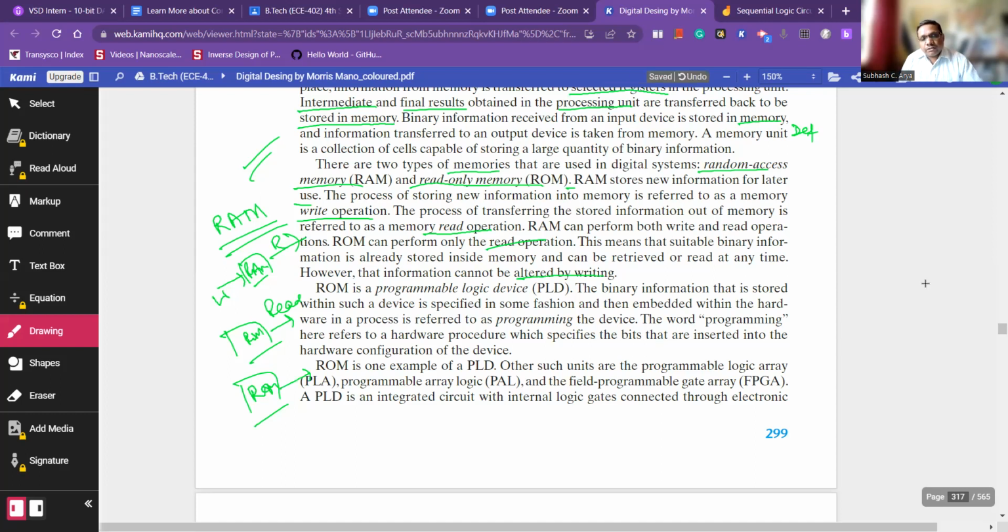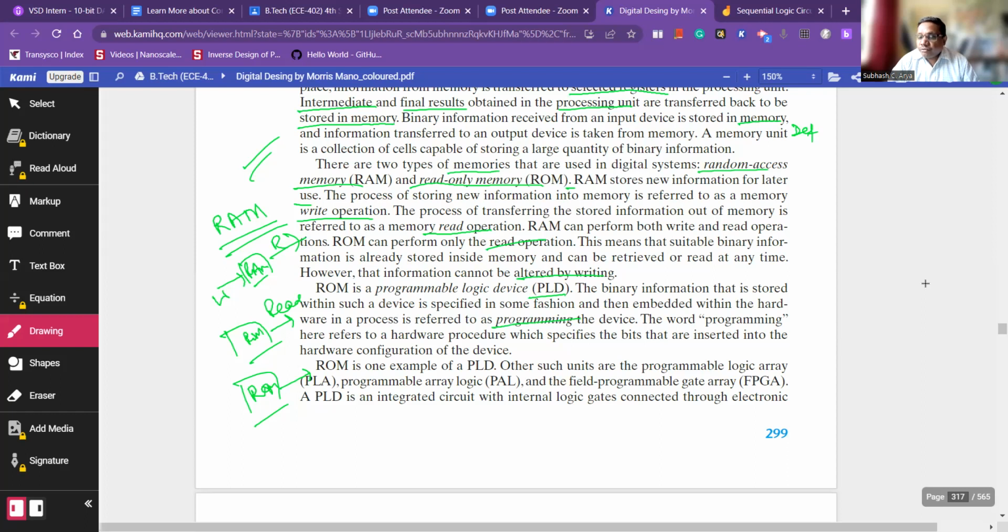ROM is a programmable logic device, as we have seen in previous classes. The binary information that is stored within such a device is specified in some fashion and then embedded within the hardware in a process referred to as programming the device. The word programming here refers to a hardware procedure which specifies the bits that are inserted into the hardware configuration of the device. ROM is one example of a PLD.